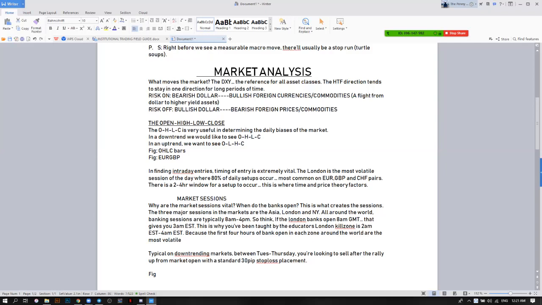So there's a 2 to 4 hour window for a setup to occur each session. This is where time and price theory factors. So now we go to market sessions. Why are there market sessions? When do the banks open? What creates a market session?